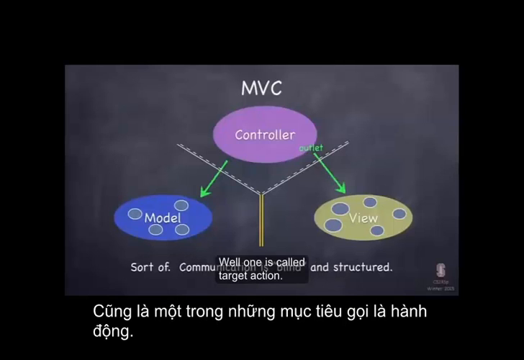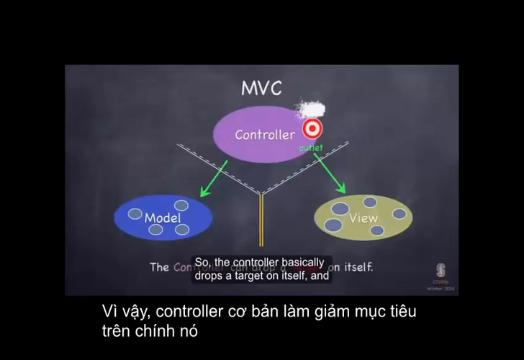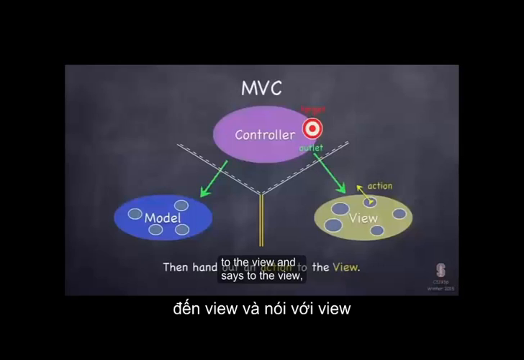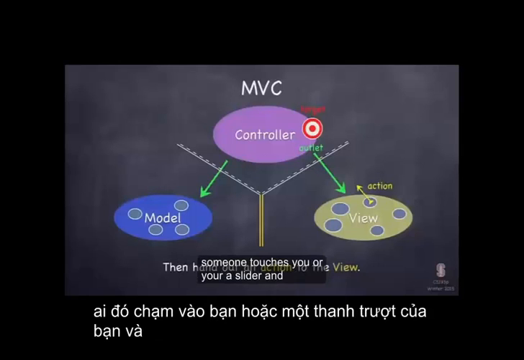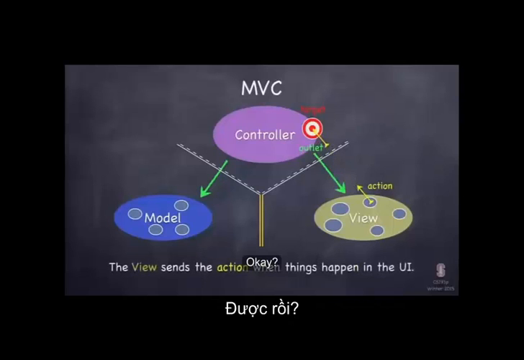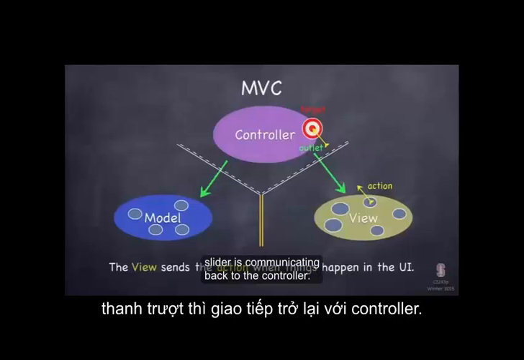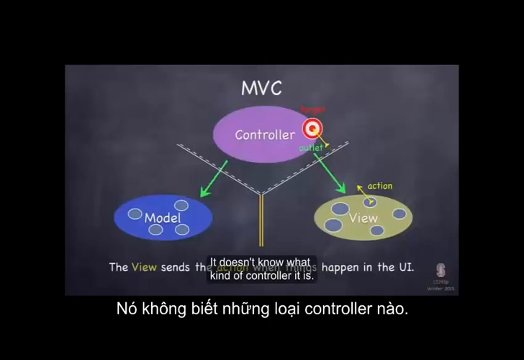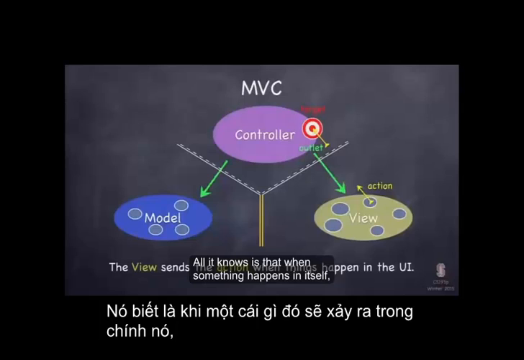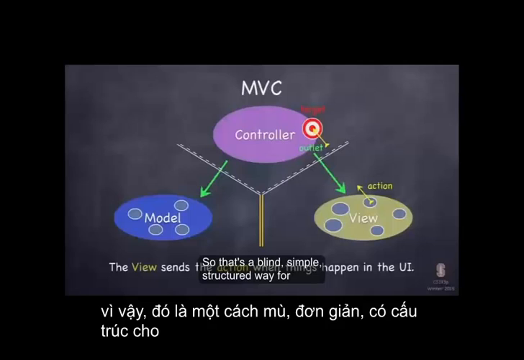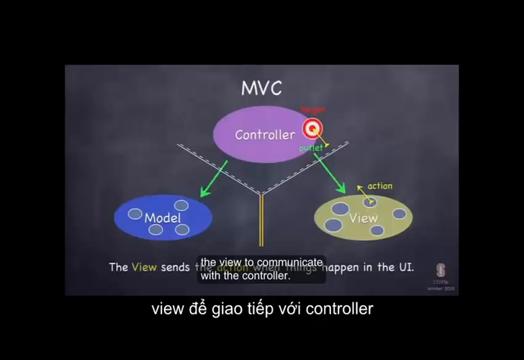So what's an example of a structured way? Well, one is called target-action. The controller basically drops a target on itself, and then it hands out an action, which is like an arrow, to the view, and says to the view, okay, when you do what you do, like you're a button and someone touches you, or you're a slider and someone moves you, send me that action. So in this way, the generic button or slider is communicating back to the controller. It has no idea that it's a card game controller or a space game controller. It doesn't know what kind of controller it is. All it knows is that when something happens in itself, boom, it sends a message to the target. So that's a blind, simple, structured way for the view to communicate with the controller.